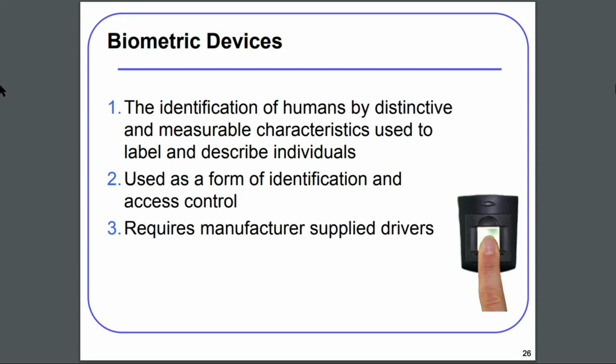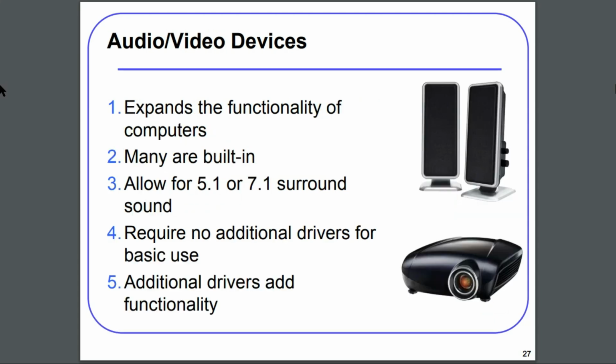In this slide we can check the biometric devices. As you can see on the picture, this is a biometric device. It is the identification of humans by distinctive and measurable characteristics used to label and describe individuals. It is used as a form of identification and access control. It requires manufacturer-supplied drivers. So let's move to the next slide.